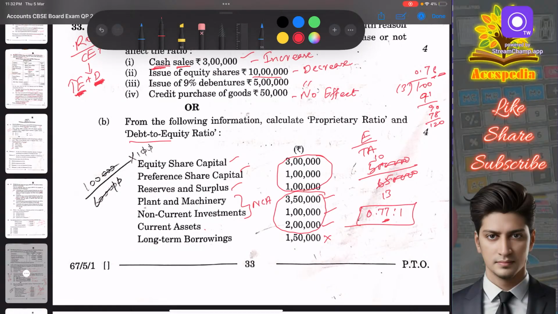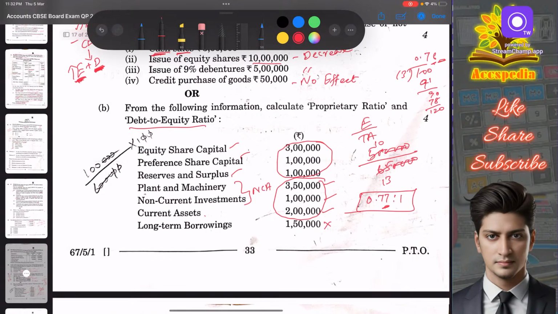And debt to equity ratio. Debt to equity ratio is debt by equity. There is only one debt, long-term borrowing, which is 1,50,000. Debt by equity: 1,50,000 divided by equity, which we already calculated as 5 lakh. So 15 by 50 is 3 by 10, so it is 0.3:1.